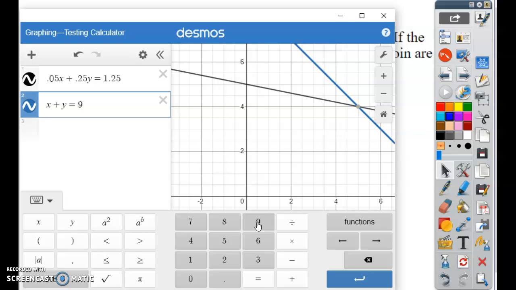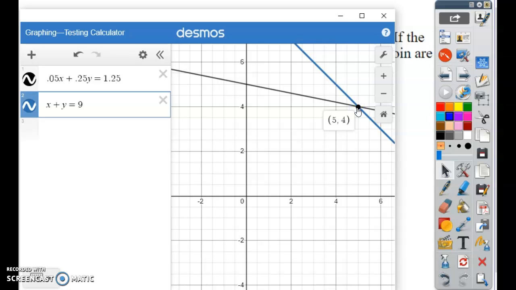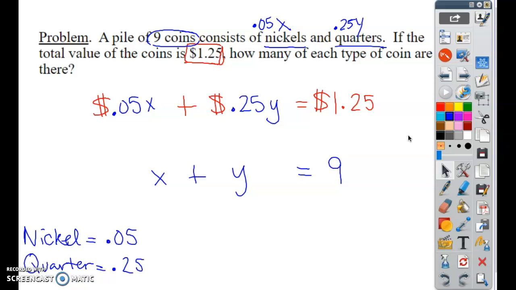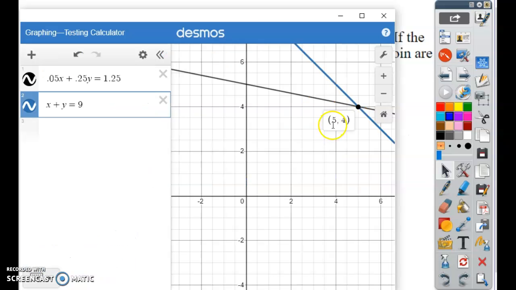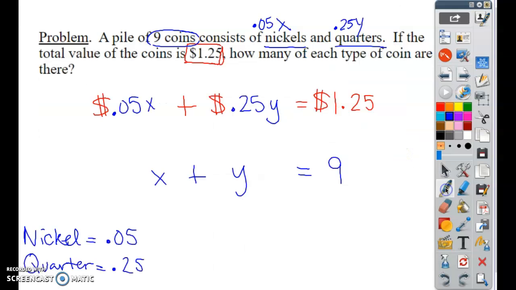Okay, so make sure that you hit the intersection. You look at where they cross, and it gives you 2 numbers. They have to be whole numbers because we're talking about how many nickels and how many quarters. So what was my X in the story? My X is my nickels. So this is the number of nickels I have, and this is the number of quarters I have. So let's write that down on your paper. 5 nickels, 4 quarters.